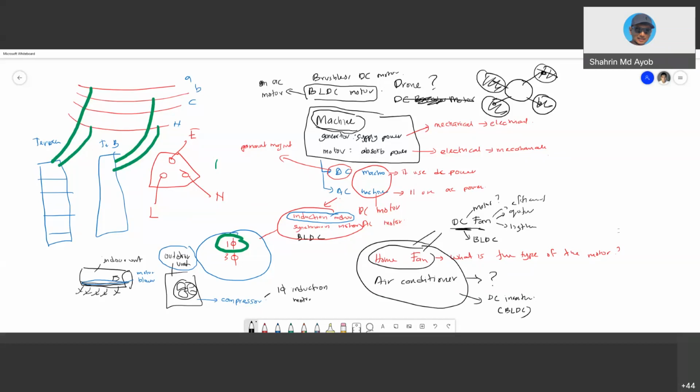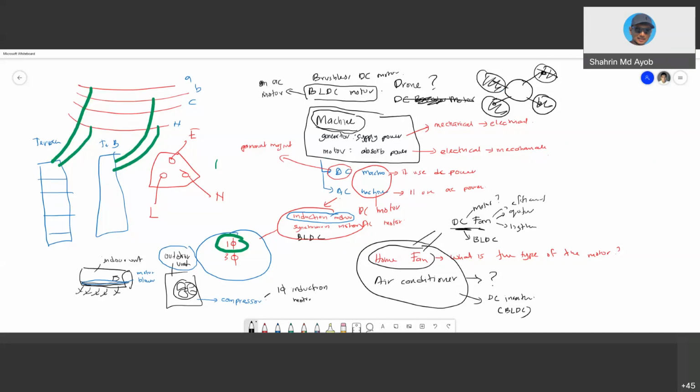Maybe someone approaches you saying I sell a DC fan, smart, quieter, efficient, and so on. Actually the drones here use a BLDC motor, and this one is actually an AC motor.